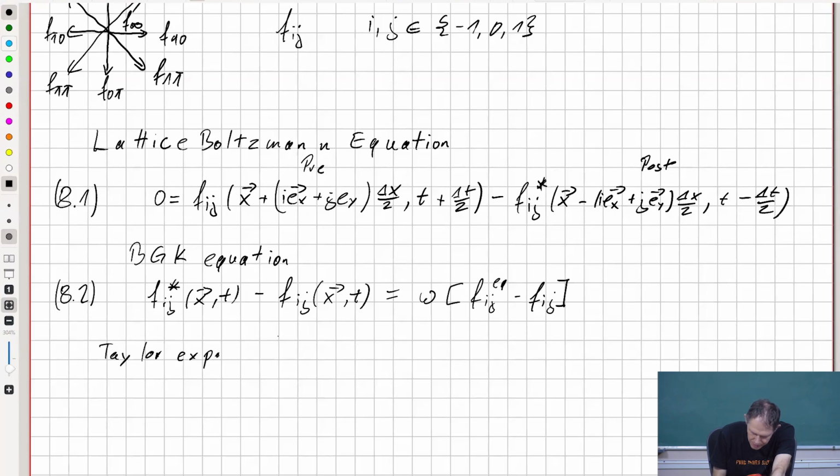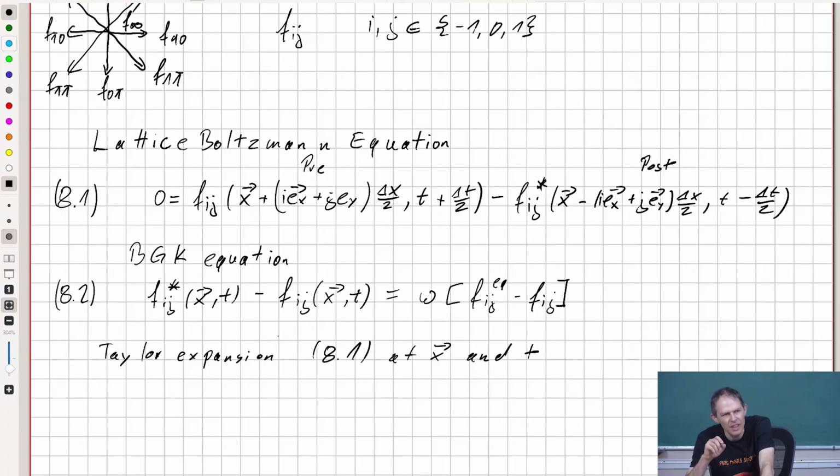Taylor expansion of equation 8.1 at x and t. So x and t are the collision time and lattice node, yeah? Location and time of collision. We call this equation 8.3. So we have 0 on the left-hand side, and this goes into a triple sum that I write as one sum.